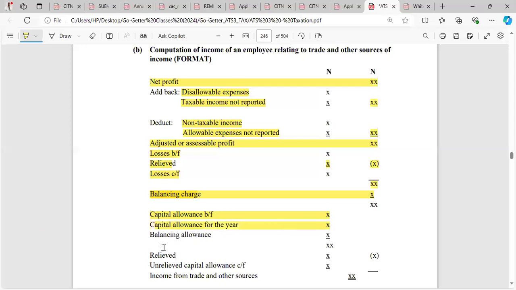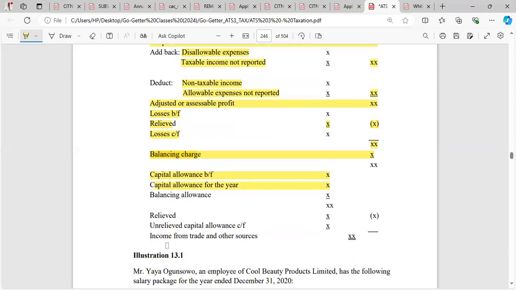Then if there's a balancing allowance, it means you sell the assets. Now you're supposed to sell it for 2 million, but you sold it for 1.5. The 500 that is remaining is your balancing allowance. This is opposite to balancing charge, where they are supposed to sell for 2 million and you sell for 2.2. The extra 200 is a charge for you.